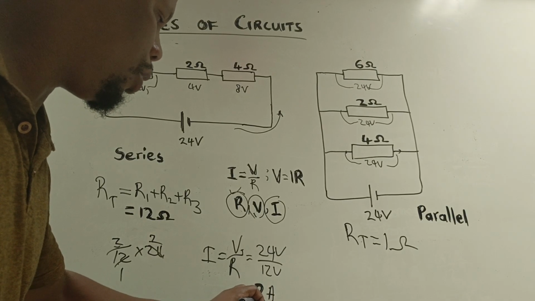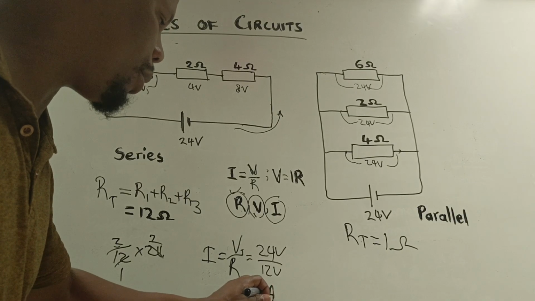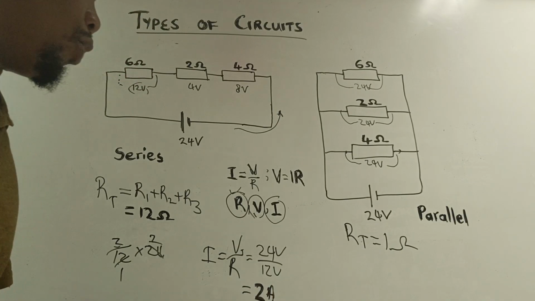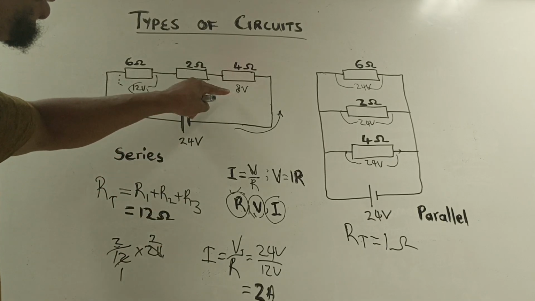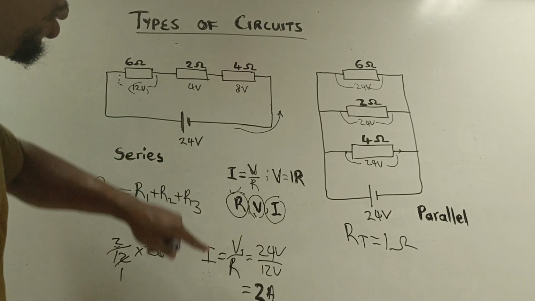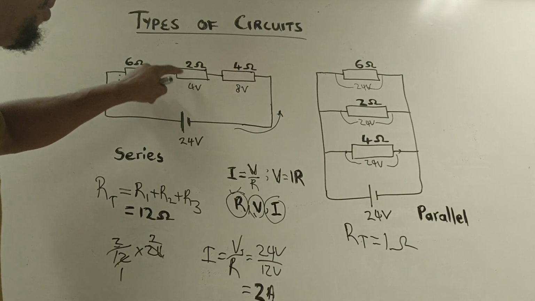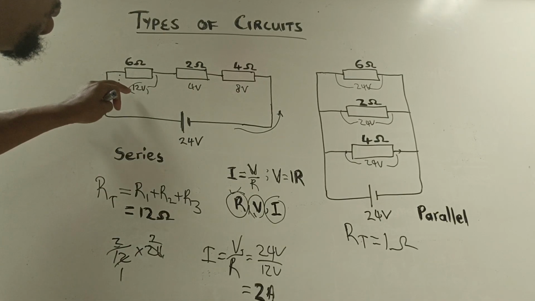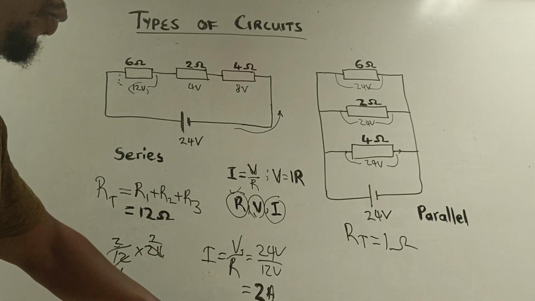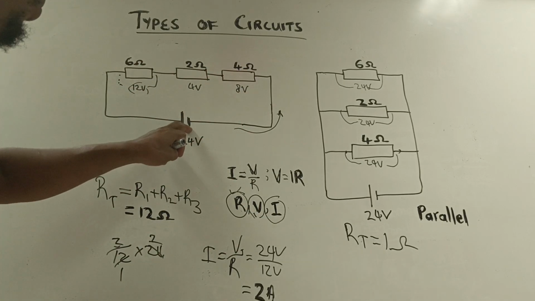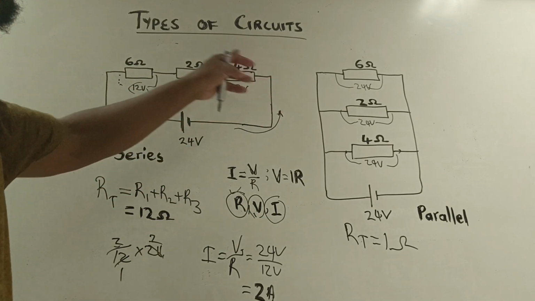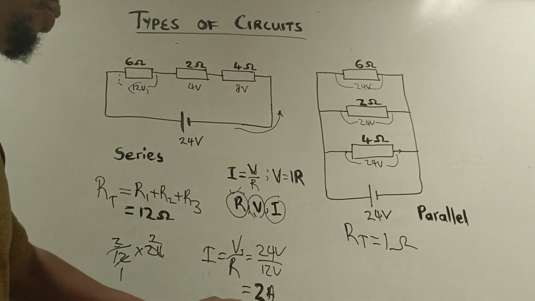So it is 2 amps. If I take the individual resistances, 8 divided by 4 gives 2, 4 divided by 2 gives 2, and 12 divided by 6 gives 2. So the current flowing here is 2, and here is 2, and here is 2. So there is only one loop, and it is always going to be 2.